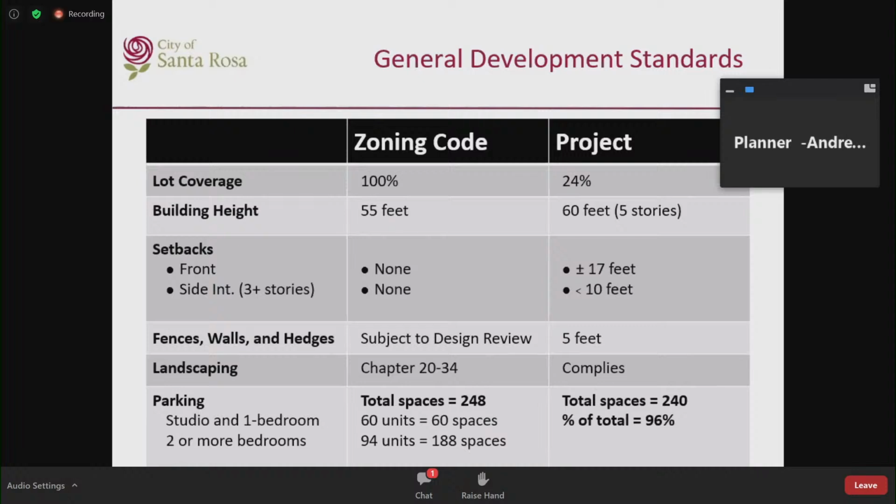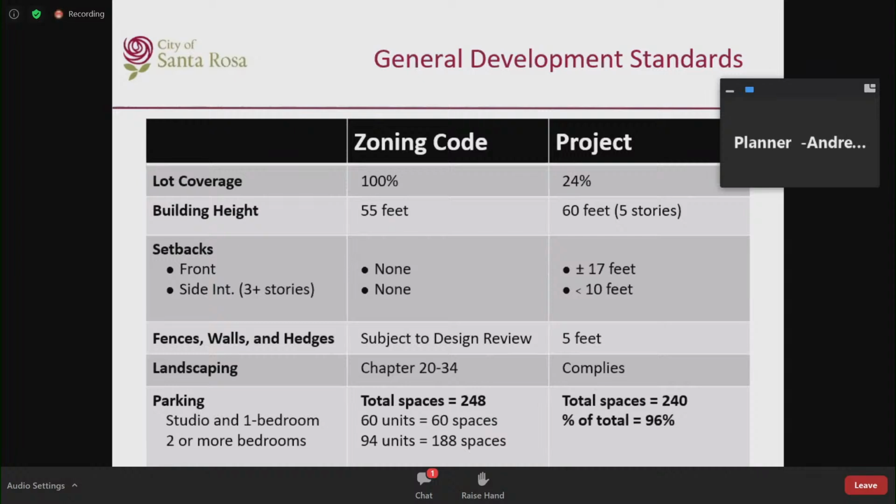In the commercial zoning district, we don't have any setback requirements. And so we've listed here the project's front setback is approximately 17 feet, and then a setback of at least 10 feet on the interior sides for the primary building. There are no minimum required setbacks for accessory structures. The fences, walls, and hedges are subject to design review. The project has 5-foot privacy fences on the sides, and then the rear does have a higher sound barrier at, I believe, 8 feet.